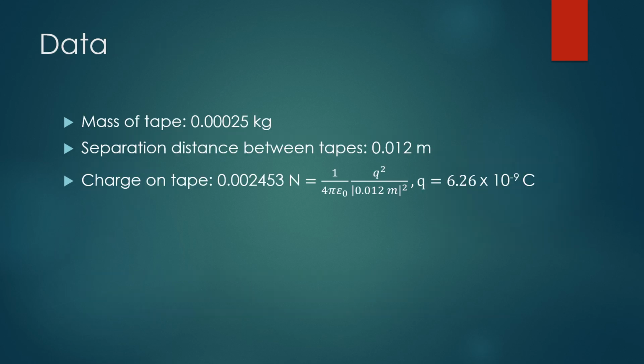The data that was needed to complete the GlowScript code was the mass of the tape, which was 0.00025 kilograms, the separation distance between the tapes, which was 0.012 meters, and the charge on the tape, which was 6.26 times 10 to the negative 9 coulombs.